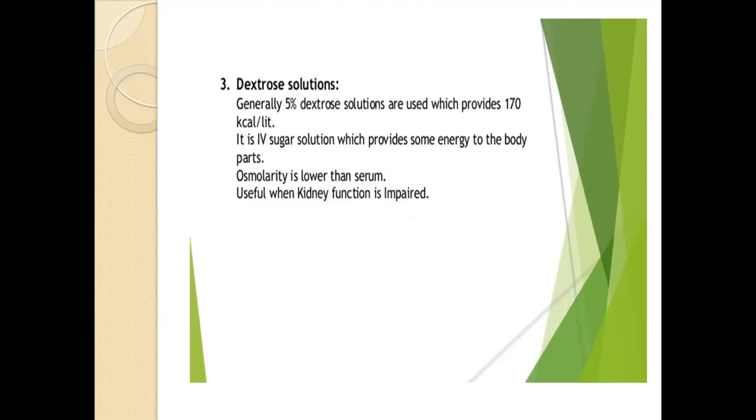Dextrose solution: generally, 5% dextrose solution is used, providing 170 kilocalories per liter. It is an IV sugar solution which provides some energy to the body. Osmolarity is lower than serum, and these are useful when kidney function is impaired.